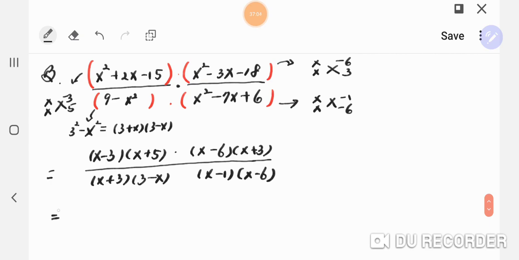So this is equal to, x minus 3. Okay, we have 3 minus x instead of x minus 3. So you can cancel out this and replace it with negative sign.